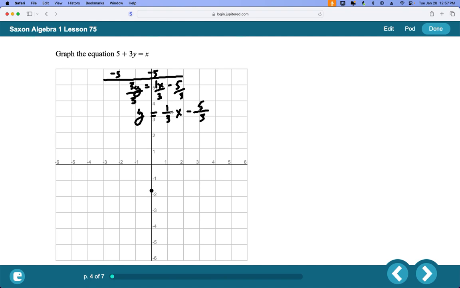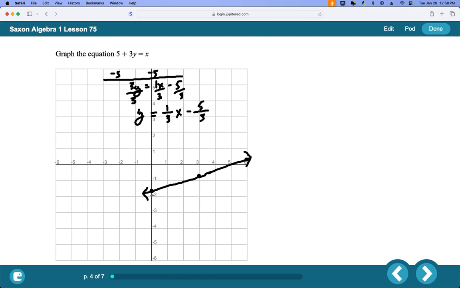Well, then we look at our slope, 1 over 3. So it's positive, so it goes up 1 and to the right 3. So up 1 is about here, and then 1, 2, 3 would be right about here. Up 1, and then 1, 2, 3 would be right about here. So then we just draw a line to connect all of these points to show our line.